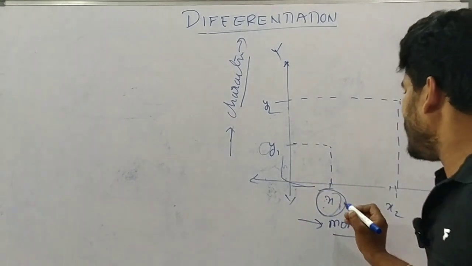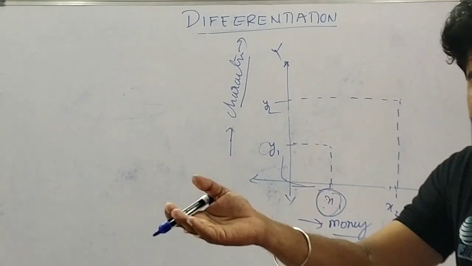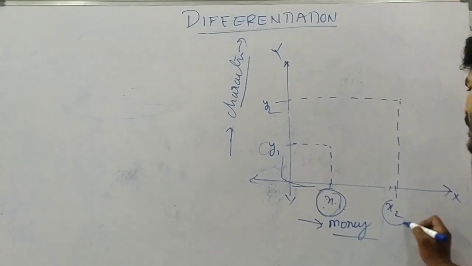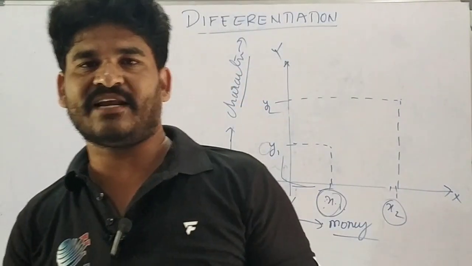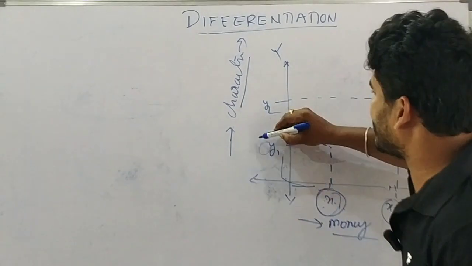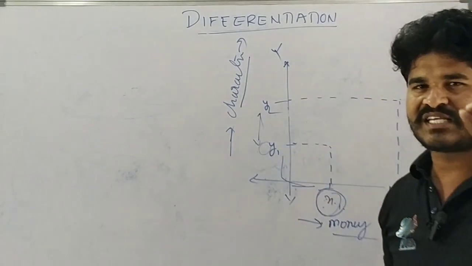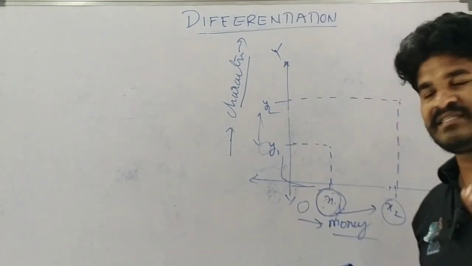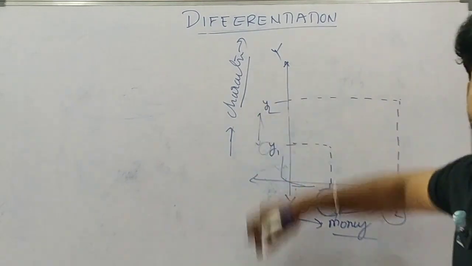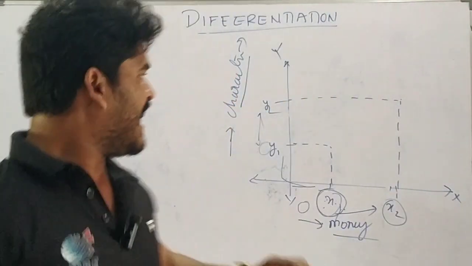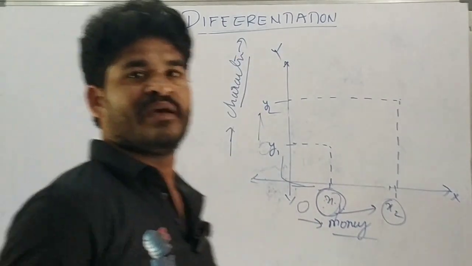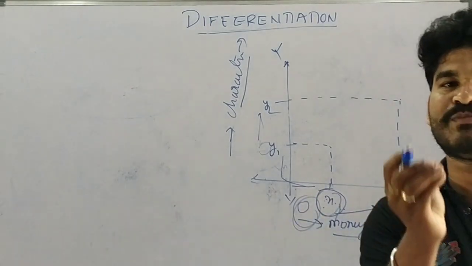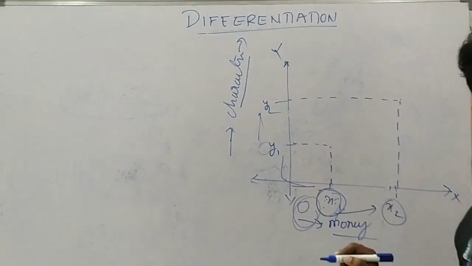In the same way, here I have some more money increased, nothing but x2; money increased from x1 to x2. At that time, what is my character here? Observe clearly: money is increased and character is also increased. Here money is x1. Here money is the displacement with respect to x.